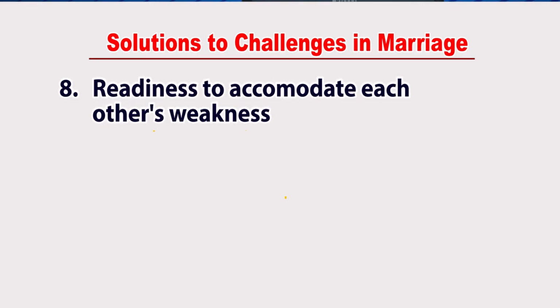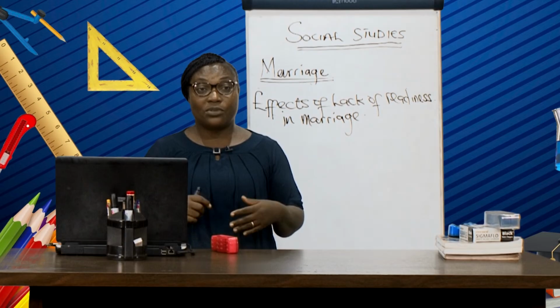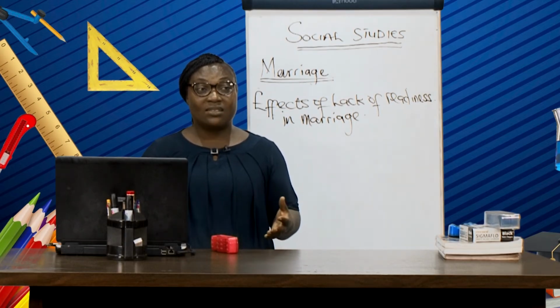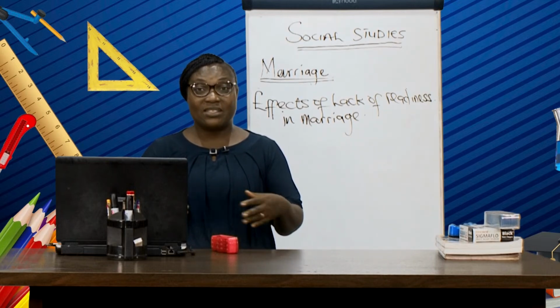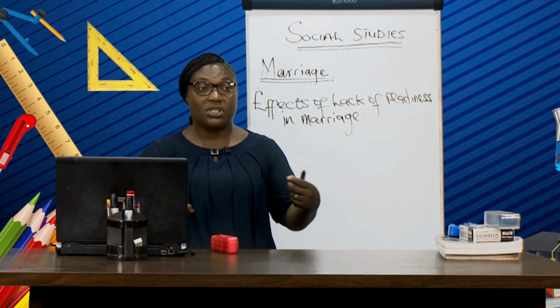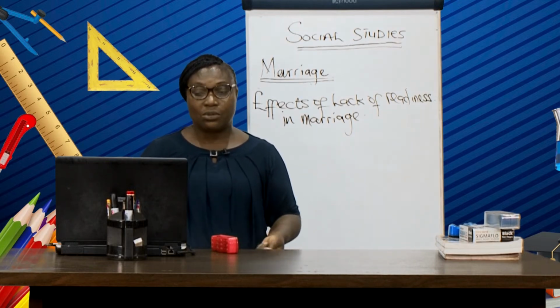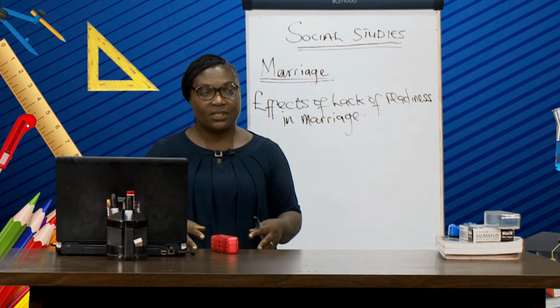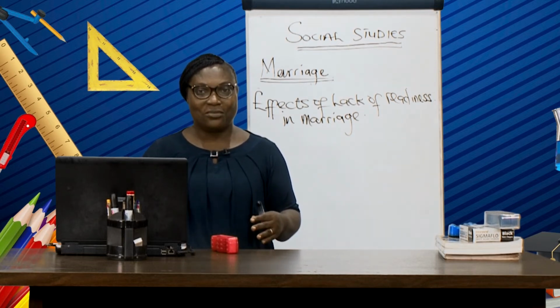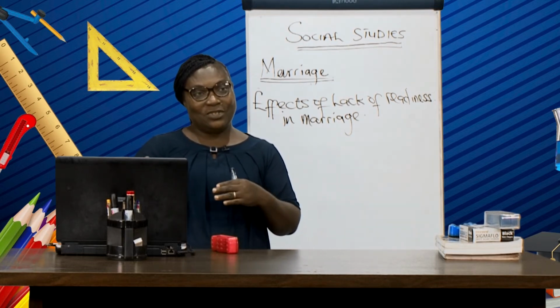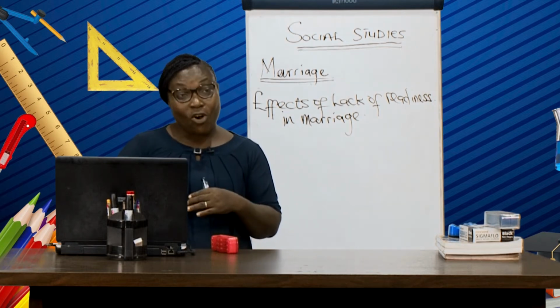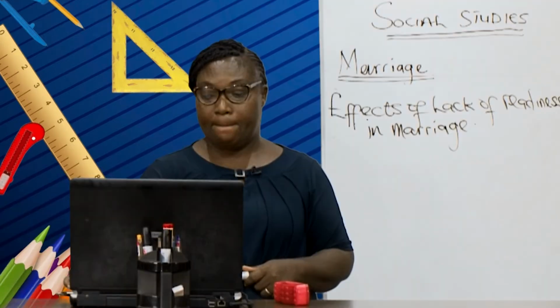Then the last point there says there should be readiness to accommodate each other's weakness. Maybe the wife may be the type of person that loves keeping her things tidy, and the husband is not like that. He's the type of person that just throws his shirts, his shoes, anyhow in the house. You should be able to accommodate and correct in love. And gradually, you will discover that the wife or the husband will change.